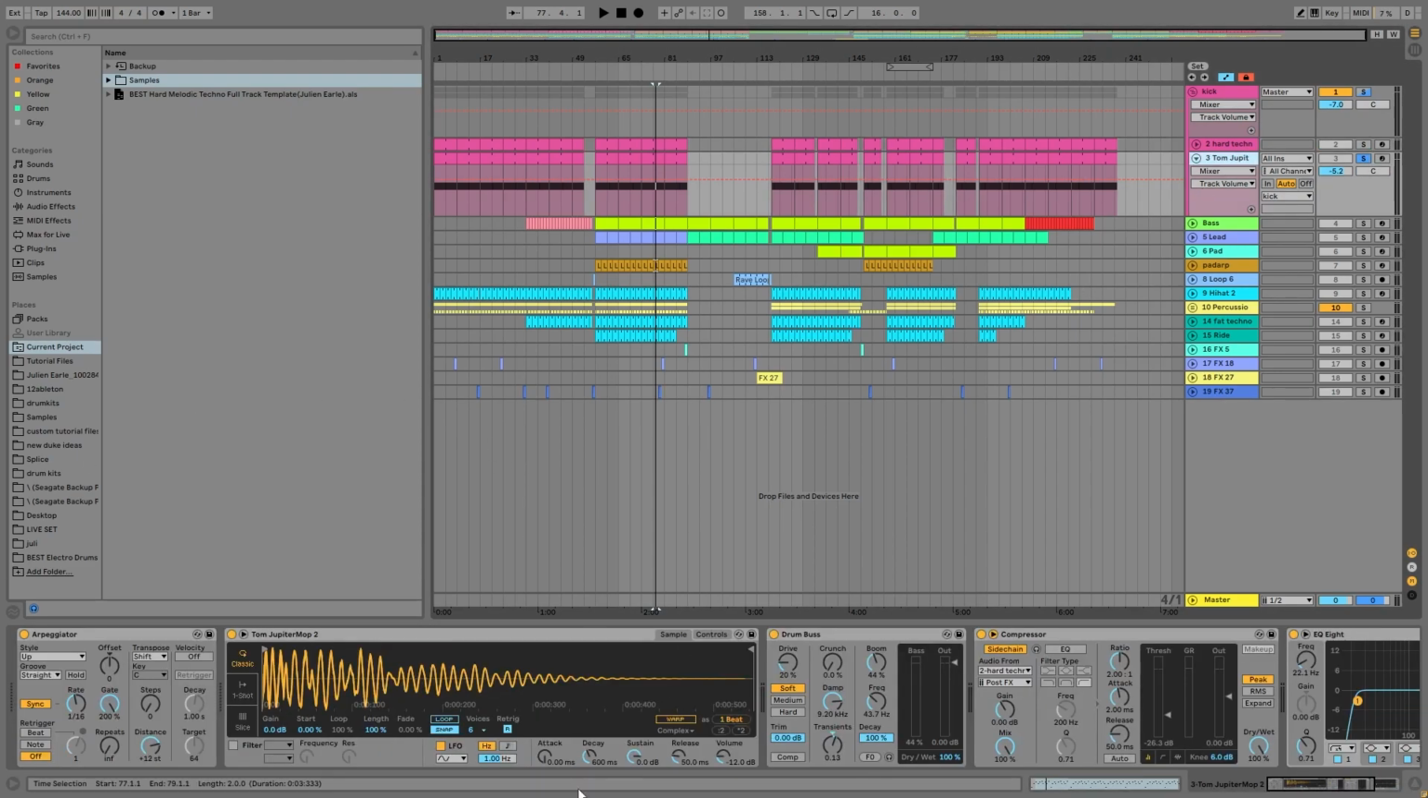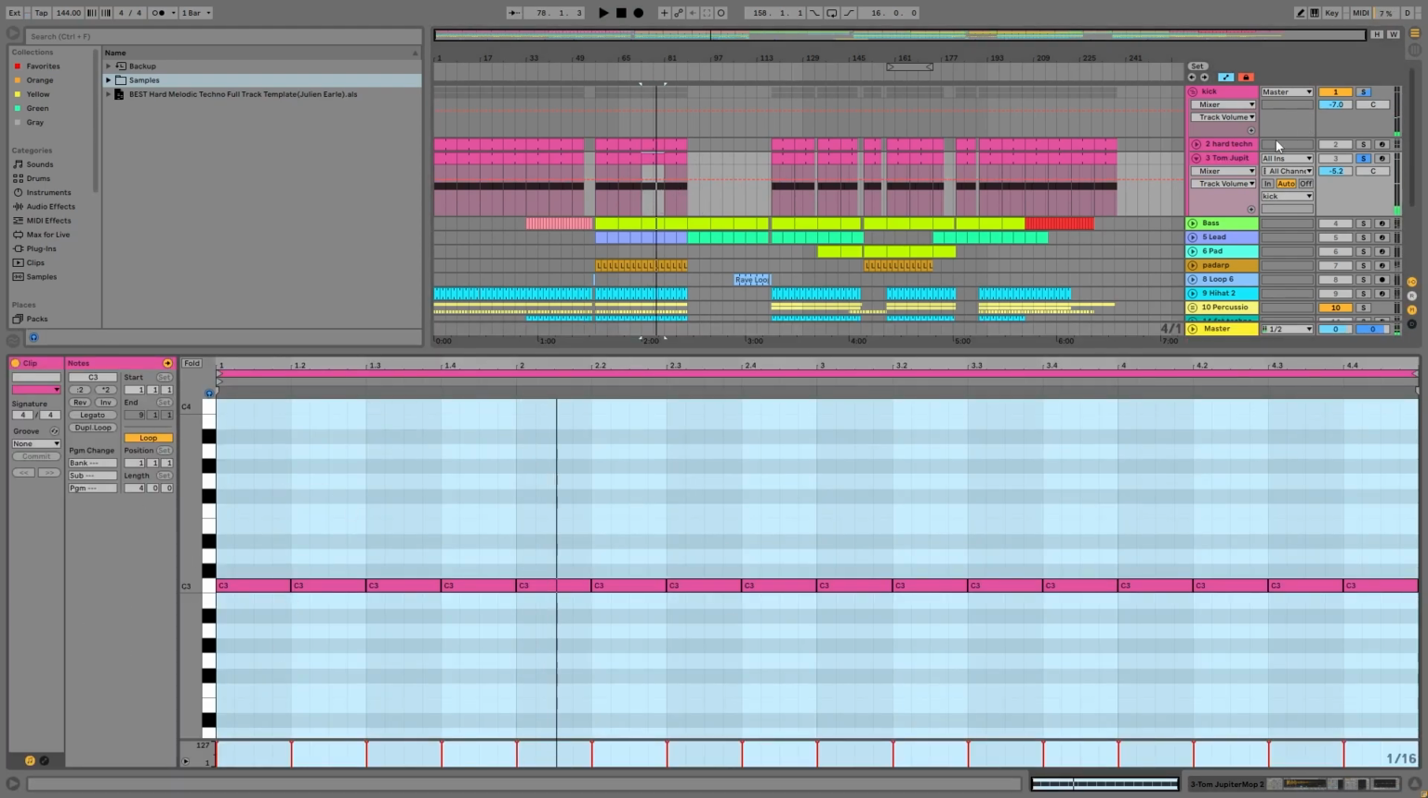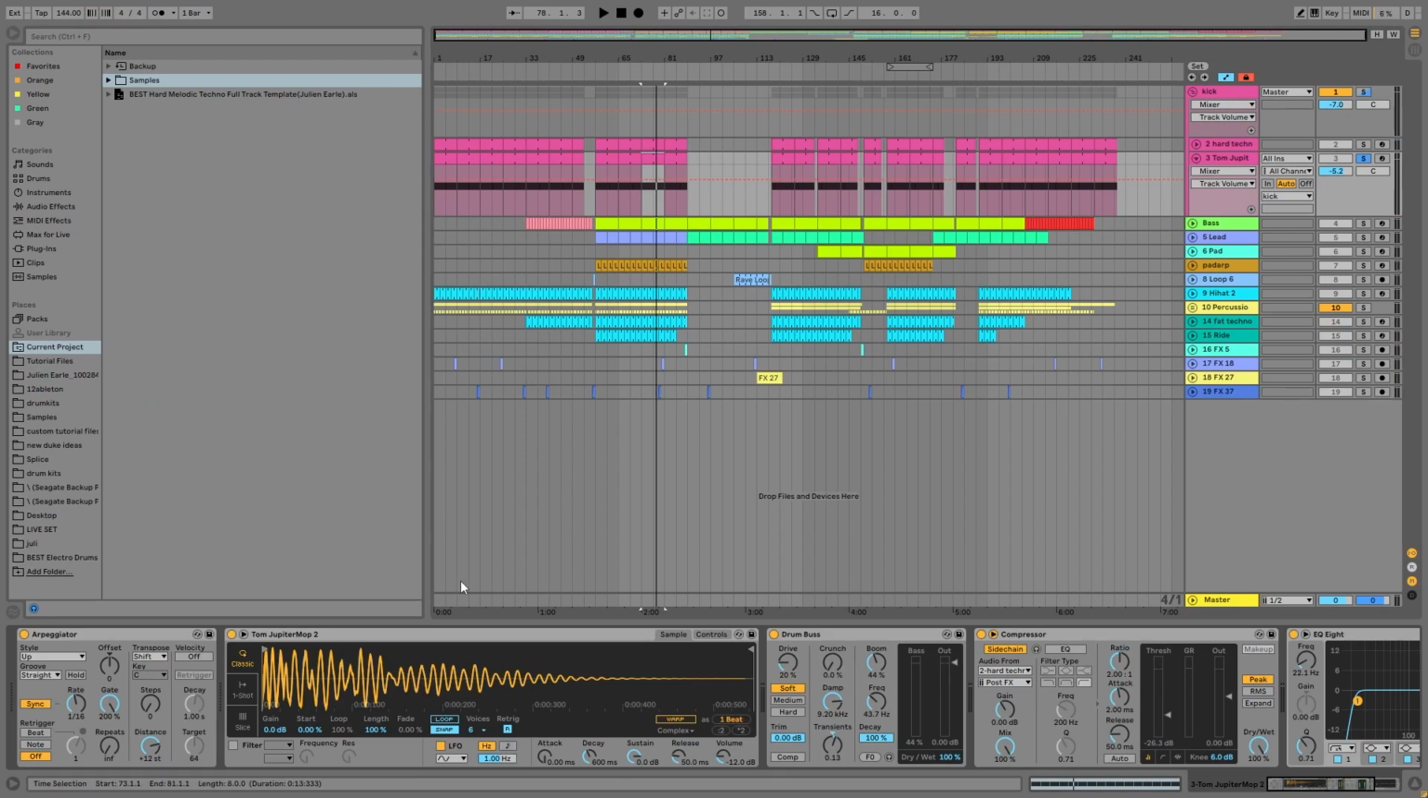We have the bass as well, which is made with a tom. So what's happening, the bass is playing the same MIDI as the kick. And then we have this tom sample here. And then what's happening is it's an arpeggiator doing 16th notes. So that's how you get that nice deep rumble.